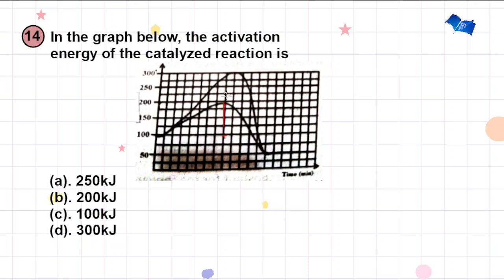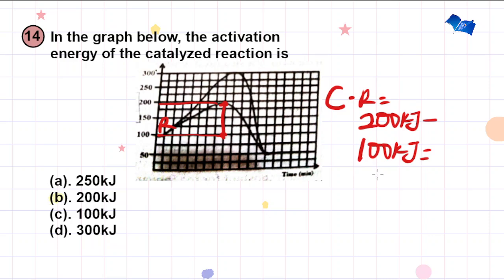Now let's look at the catalyzed reaction. You have the activation energy from the center of this curve here, that is 200 kilojoules. This is for the catalyzed reaction. The activation energy will be 200 kilojoules minus, you trace down to this reactant line here. You have it as 100 kilojoules. So activation energy for the catalyzed reaction is 100 kilojoules because 200 minus 100 is 100, option C.